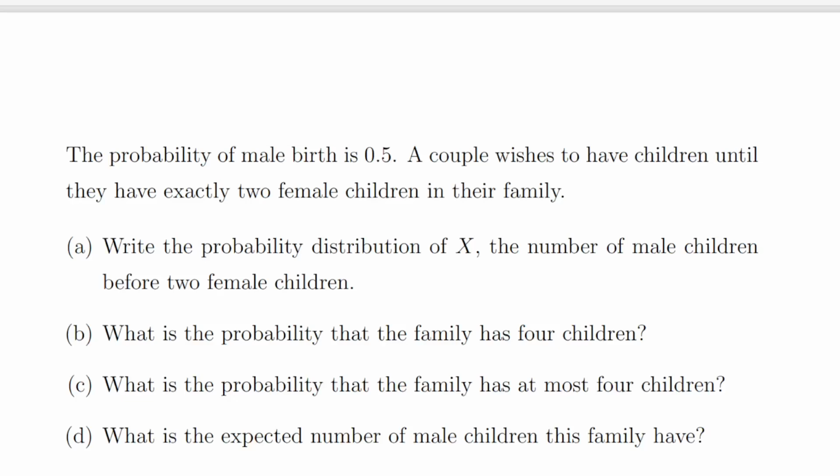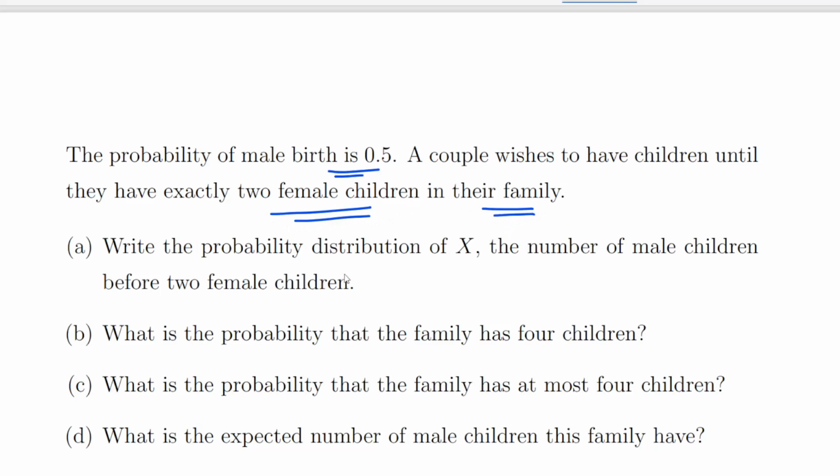Okay, in this presentation we are going to look at the negative binomial distribution. So reading the question, the probability of a male birth, the probability of giving birth to a boy, is, let's say, 50%, 0.5. Okay? A couple wishes to have children until they have exactly 2 female children in their family.